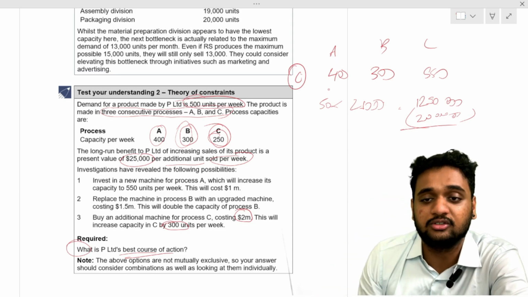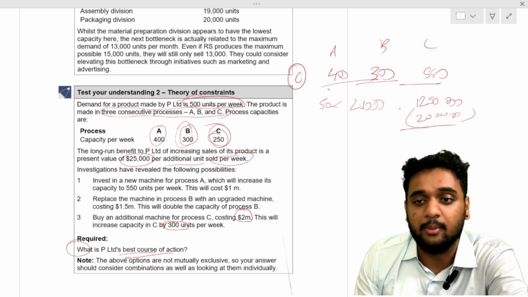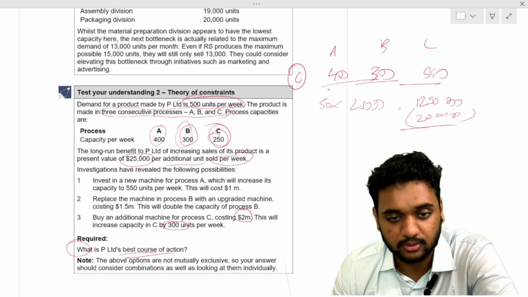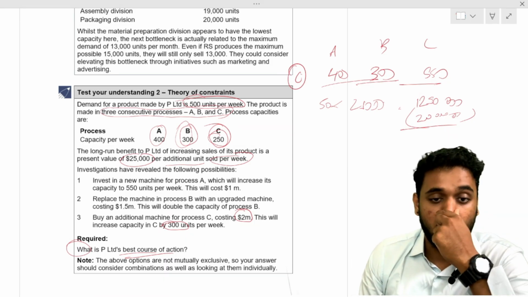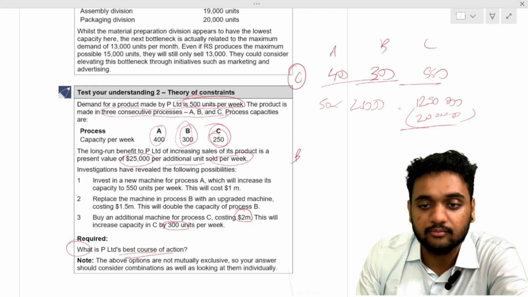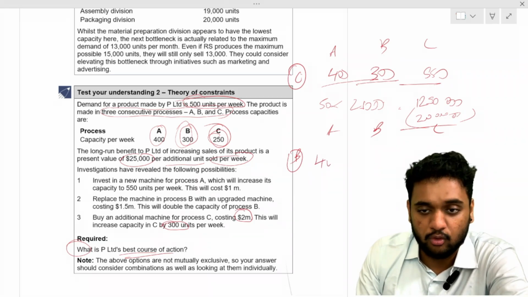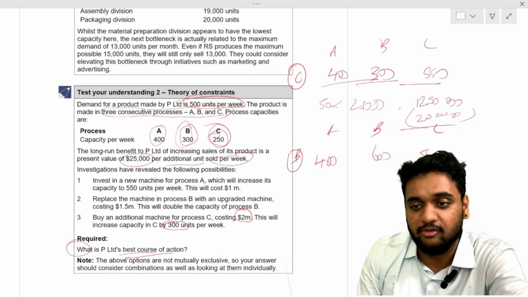Now we know our new units. What are the new units you can produce? 400, 300 and 550. Next, what machine will you invest in? B. How much does it cost? 1.5 million. What happens if we invest? It doubles the capacity. Tell me what the new number of units are. 400 for A, 600 for B, B doubles, and 550 for C.